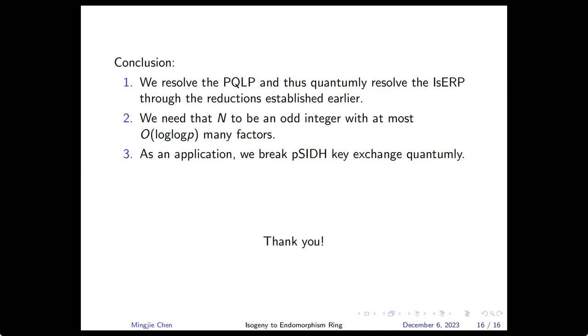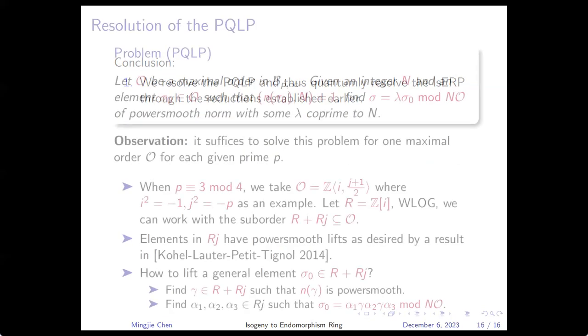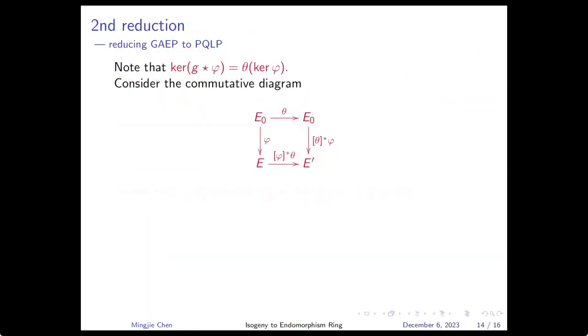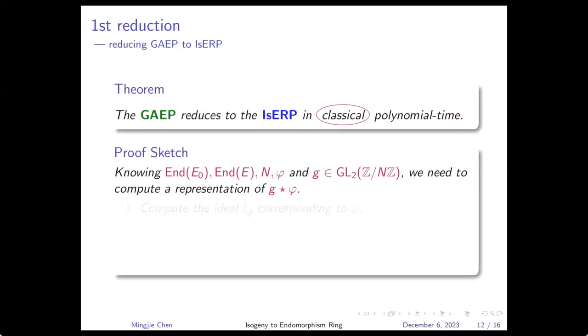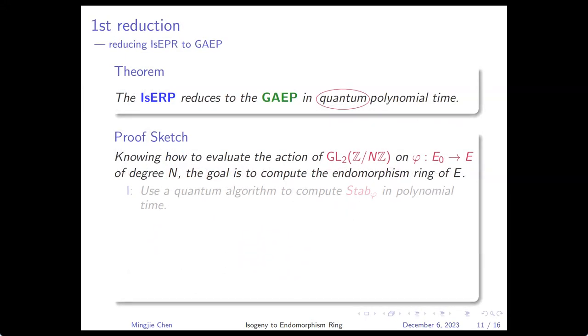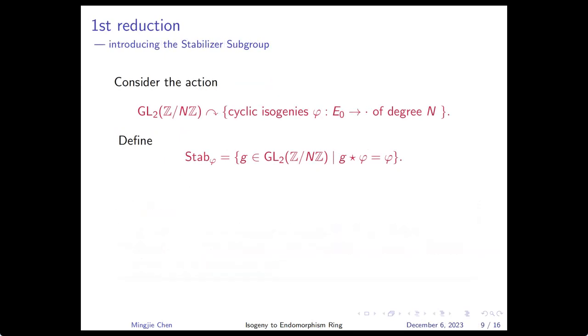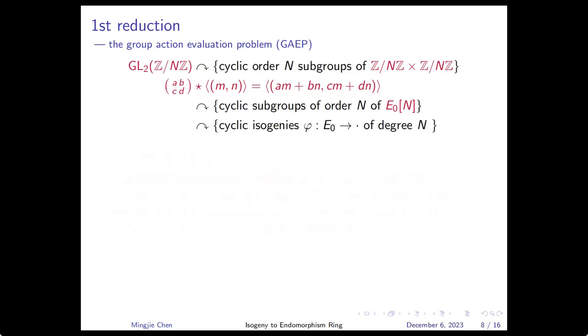Thanks. Can I ask you one more stupid question? You said you have the action of GL2 on Z mod N times Z mod N at the very beginning. How does that translate to a single isogeny kernel generator? I guess if you have an isogeny, then you have a kernel, right? Then you just use the GL2 element acting on that kernel, but you have to fix the basis, I think. Yeah, that's the main point. Okay, thank you.